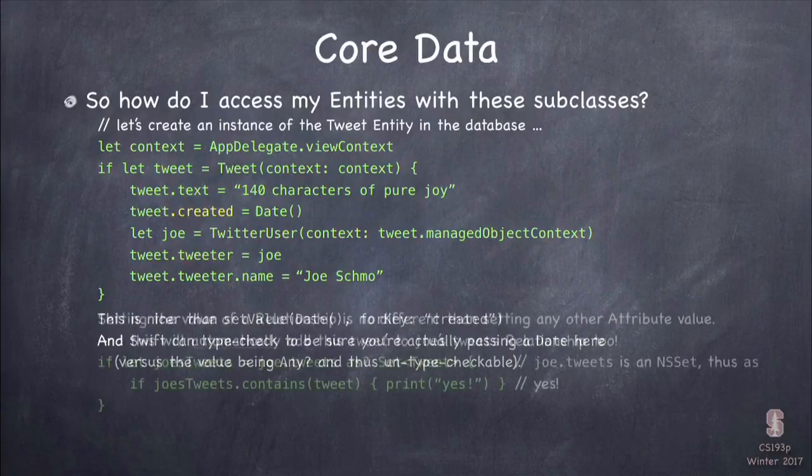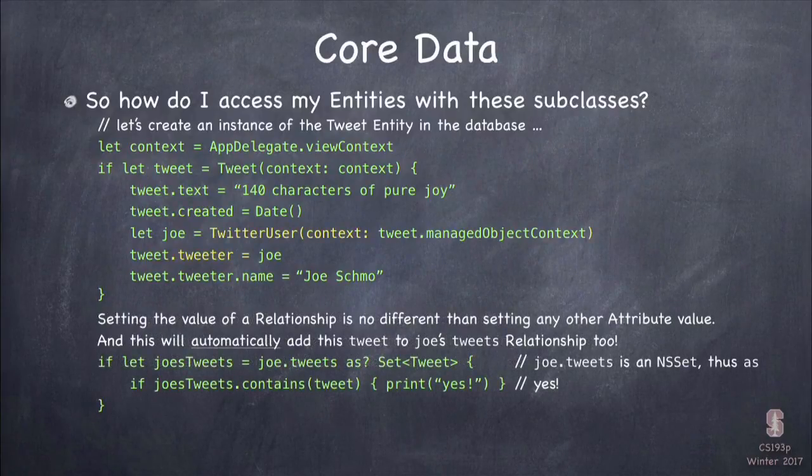What about setting relationships? Here I've created another object, a TwitterUser. And again, I just said TwitterUser with the context. I'll talk about that argument in just a second, but I told it what database I want it to create the Twitter user in. And then I set my tweet's tweeter equal to that Twitter user. So it's exactly what you would imagine, right? Just set it equal to Joe.